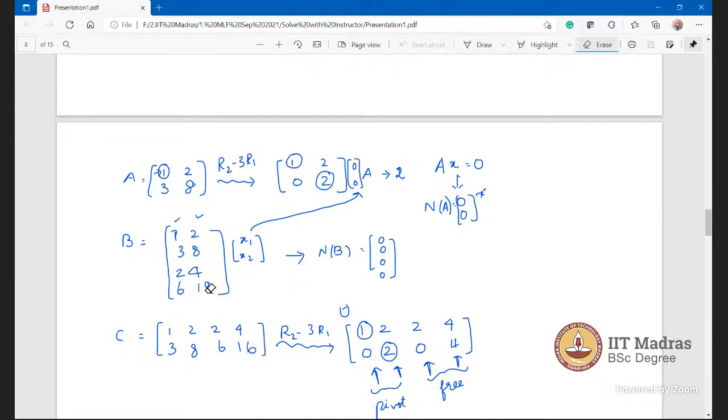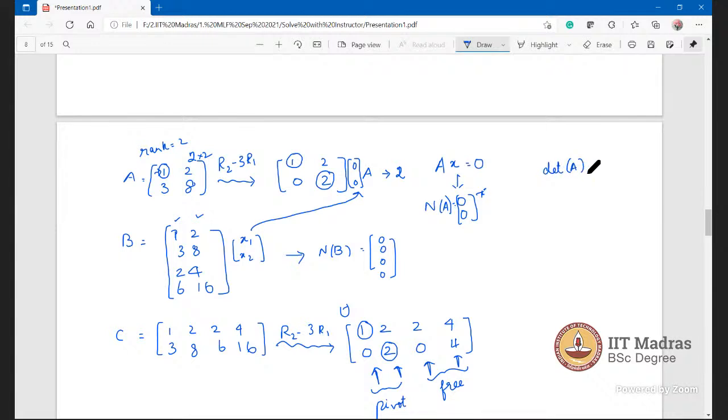Ma'am, how did you conclude that A is an invertible matrix? So you can find that its rank is equal to 2, right? Your dimension is 2 cross 2, your rank is equal to 2, and also the determinant of this A is not equal to 0. So that is the condition we verify.